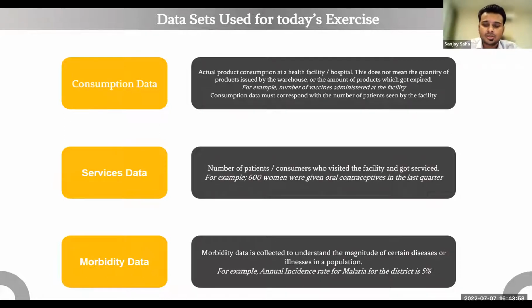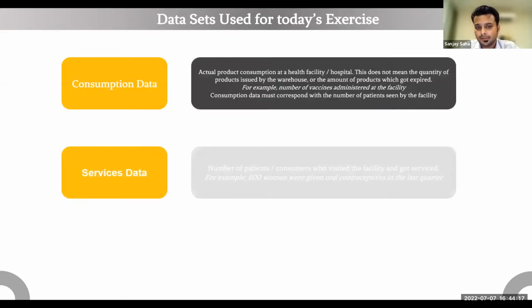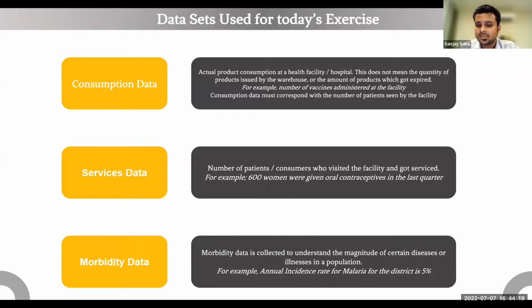Okay, so this is the third kind of data, and it was also written in the poll as surveillance. So surveillance data or morbidity data is the same. You do surveillance and you identify the data related to any disease, which is eventually called morbidity data. So these are the data sets that you use. So in today's exercise, we will use all three data sets.